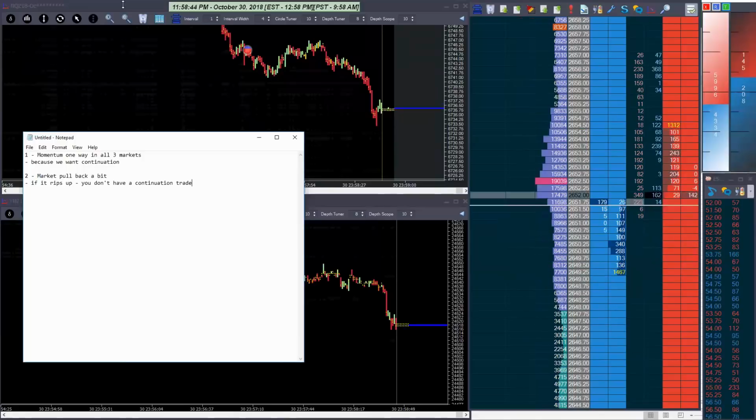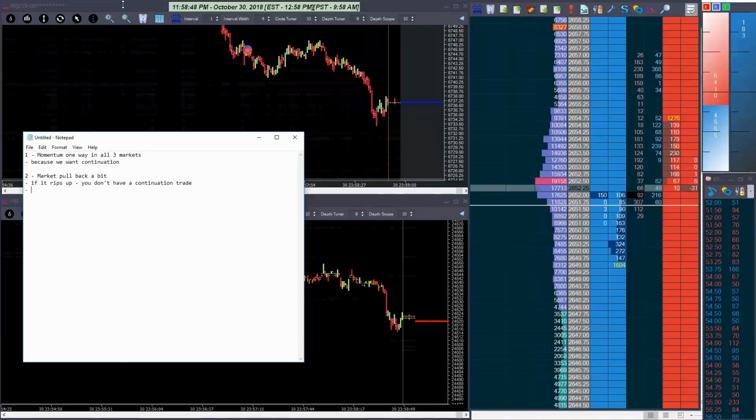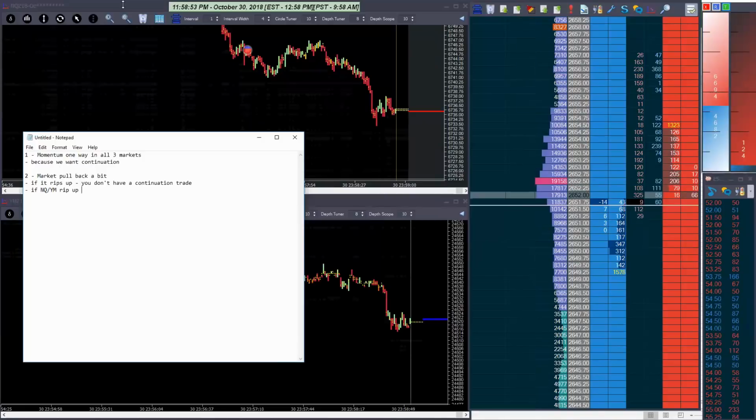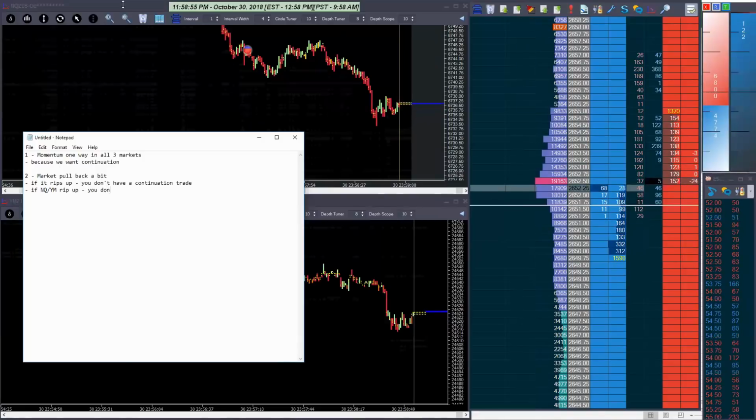Right? You just haven't got it. It's not there. So the first thing is, and I'd also say if NQ, YM rip up, you don't have a continuation trade then.